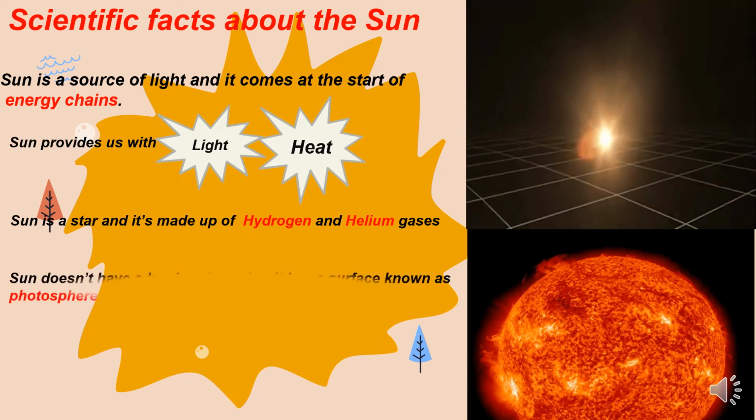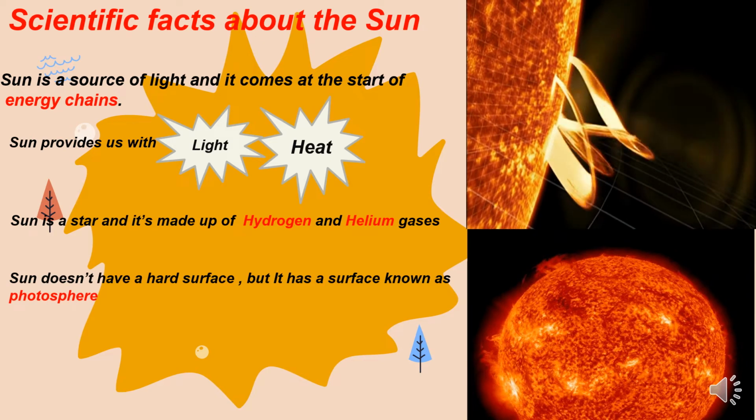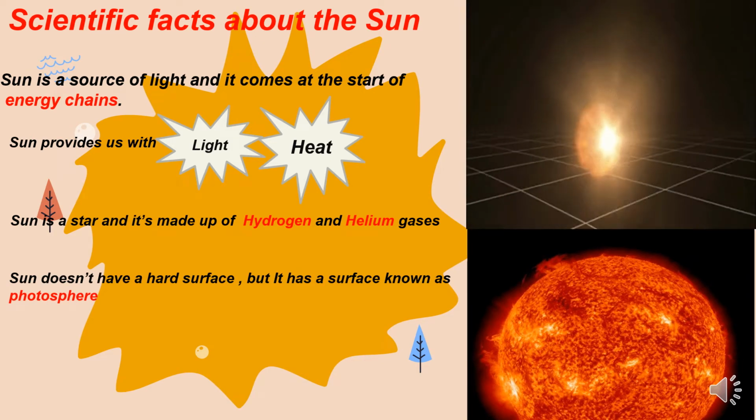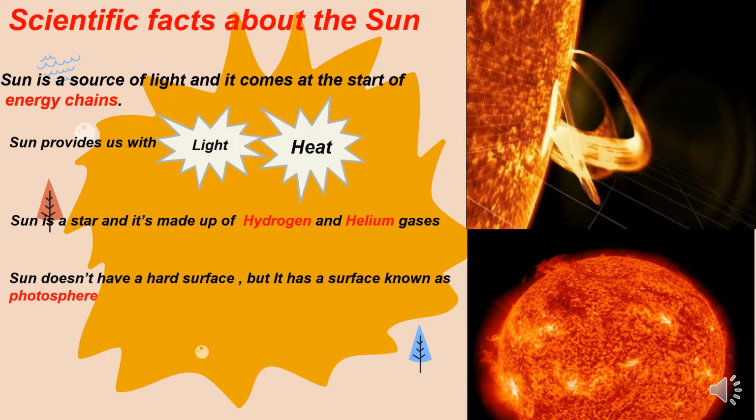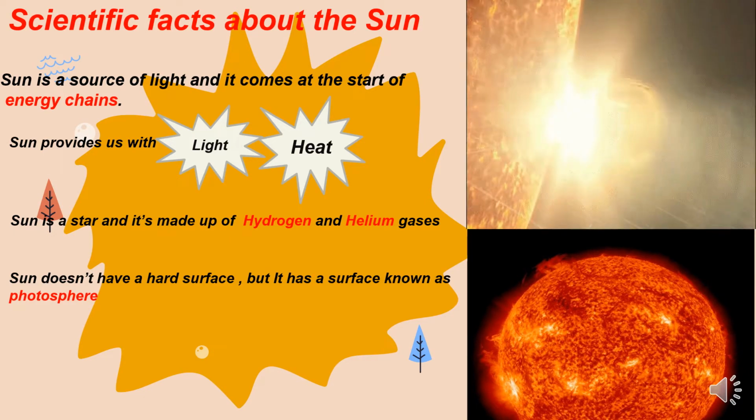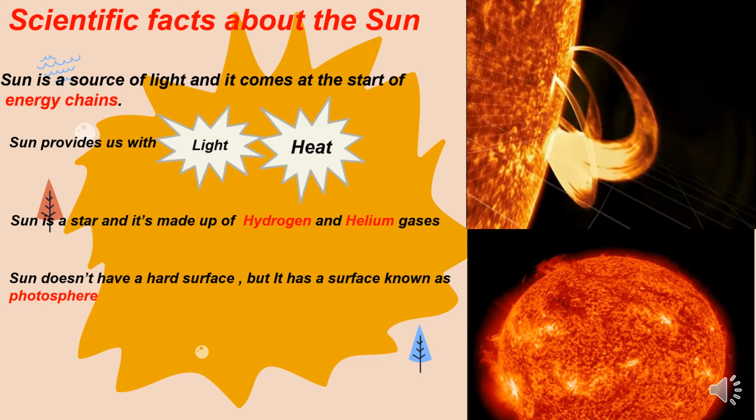The sun also doesn't have a hard surface like the moon, but it has a gas layer around it called the photosphere, from where the light we see is emitted.